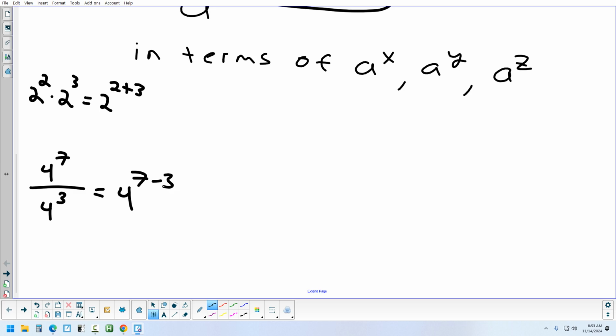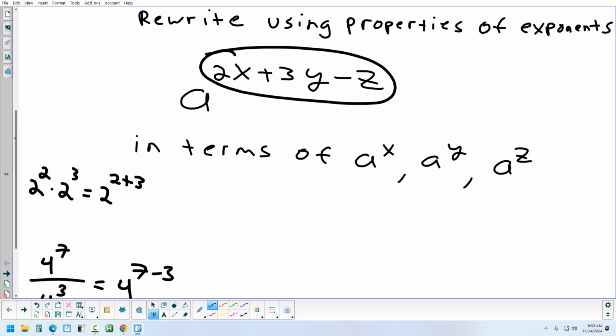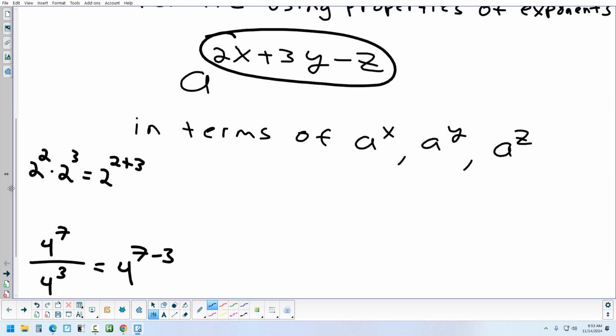So now let's apply those two rules to that problem and see if we can kind of work backwards to how we would have gotten that. All right, so let's start with a to the 2x plus 3y. What would you have had before you got to that step? A to the 2x times a to the 3y. Now, if you have a minus z, what would have given you a minus z? Division. And what would you have divided by? A to the power of z.